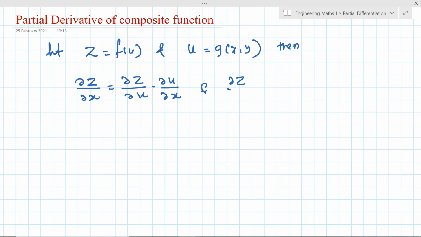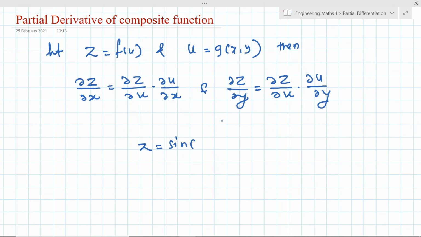And what is ∂z/∂y? This is nothing but ∂z/∂u into ∂u/∂y. This is the composite function of these two functions, of the function z equal to f of u. We know the chain rule. So suppose that chain rule we have used here. This is nothing but the chain rule that you studied in the 12th standard. Am I right? Suppose for example, in the ordinary derivative, if we have z equal to sine of xy.